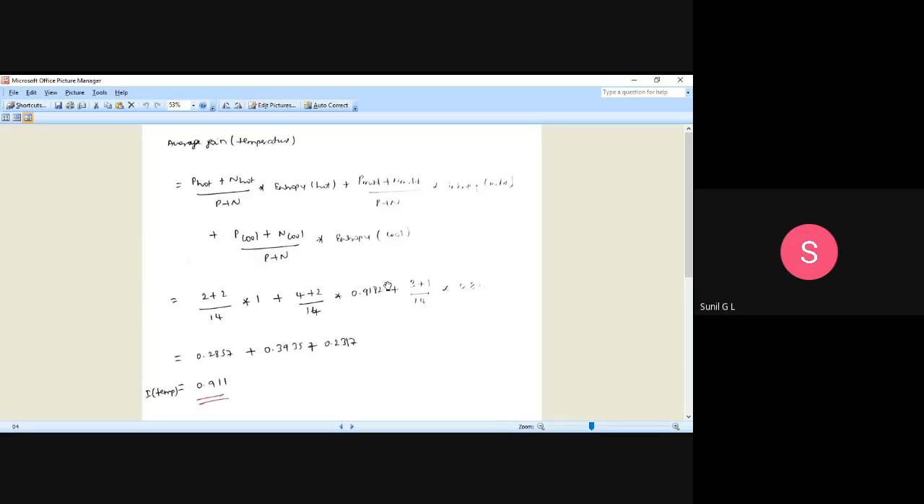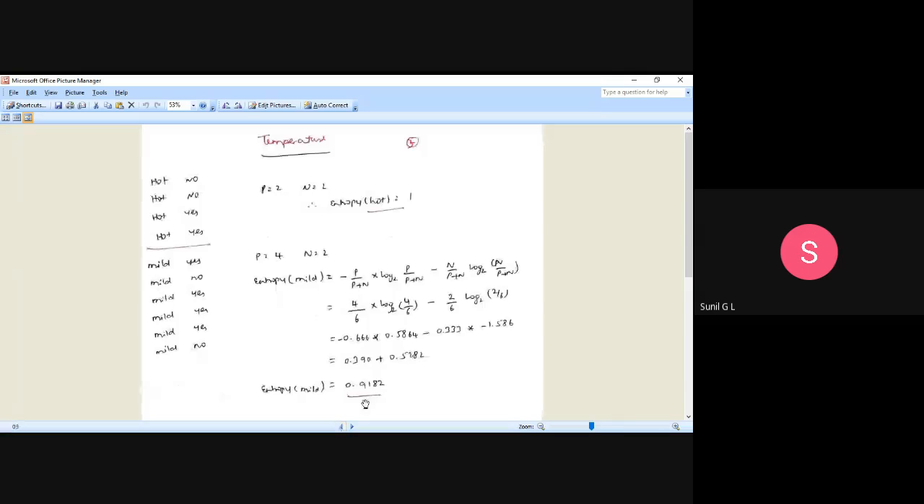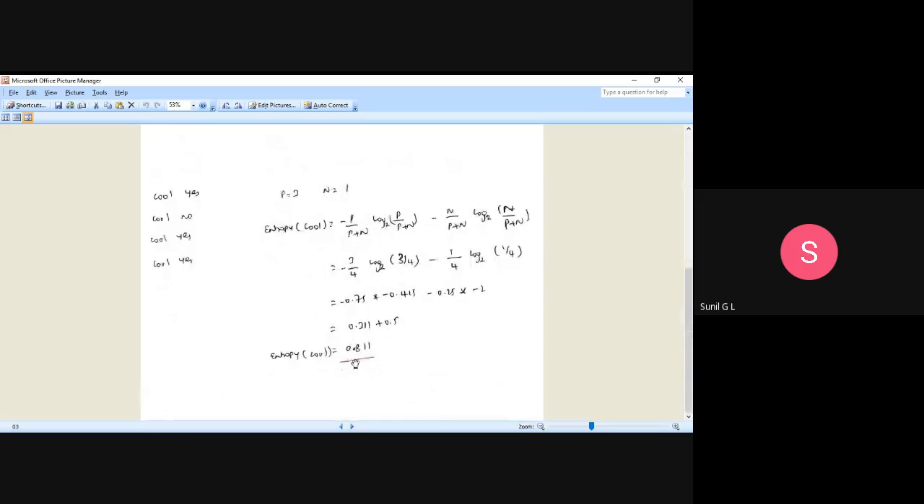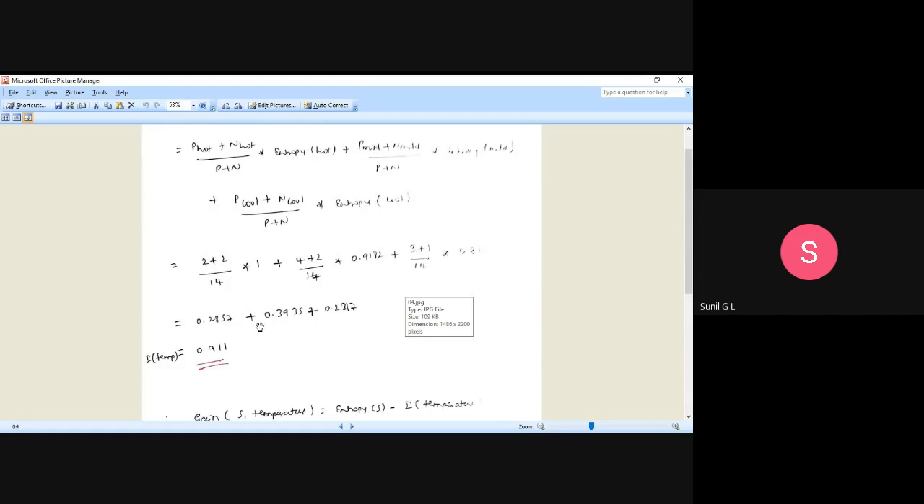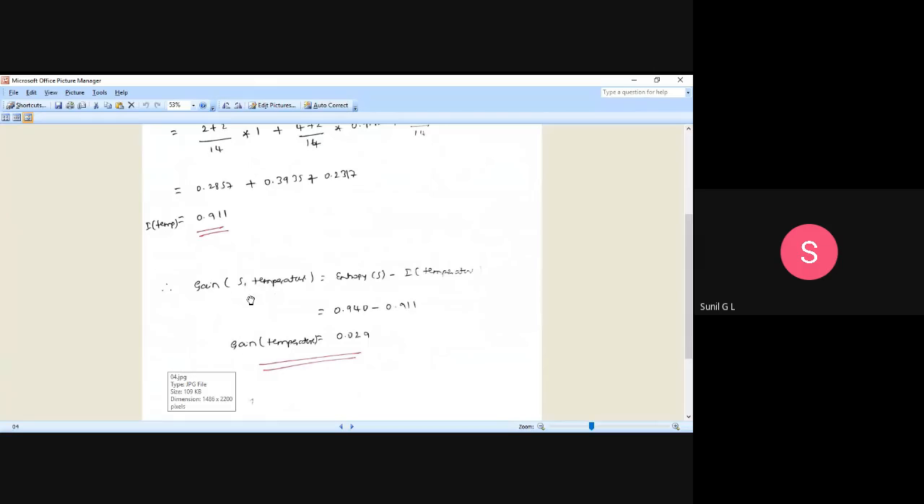So here entropy of cool is nothing but 0.811, so I have written 0.811 here. When I multiply these things, I will get a value of 0.2857 for the first one, 0.3935 for this one, and 0.2317 for this one. When I add these things, I will get an average information gain of temperature, which is 0.911.